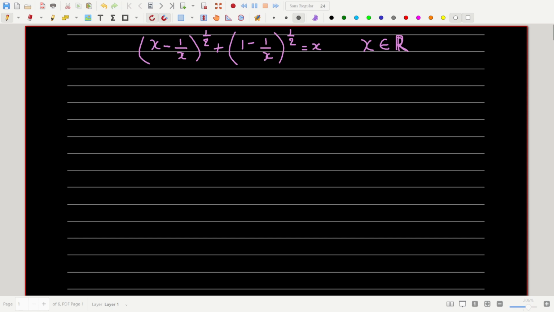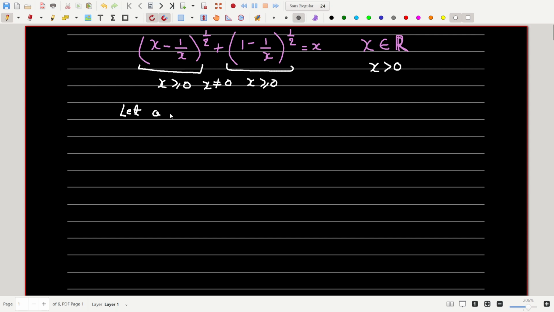And we have on the left hand side (x minus 1 by x) raised to the power 1 by 2 plus (1 minus 1 by x) raised to the power 1 by 2. Now x can be real only if this is greater than or equal to 0 and this is greater than or equal to 0. Now notice we have a term 1 upon x, which means x cannot be equal to 0, and this tells me that x has to be greater than 0. So with this insight, let us begin, and let us begin by substitutions.